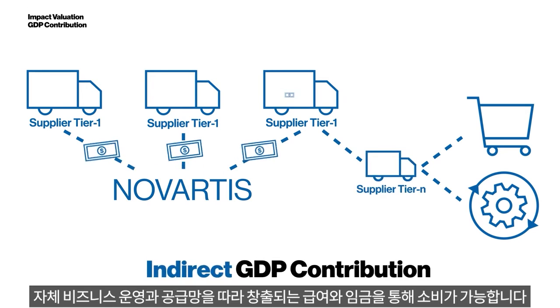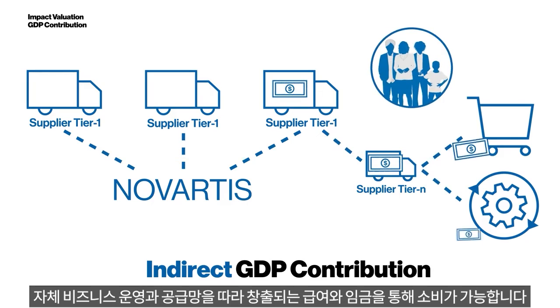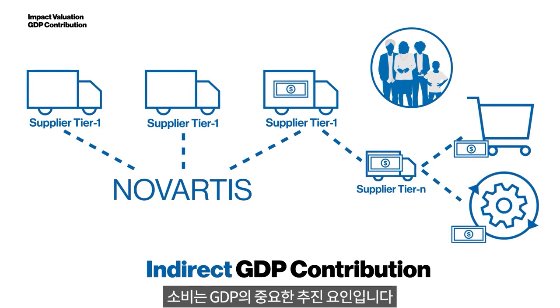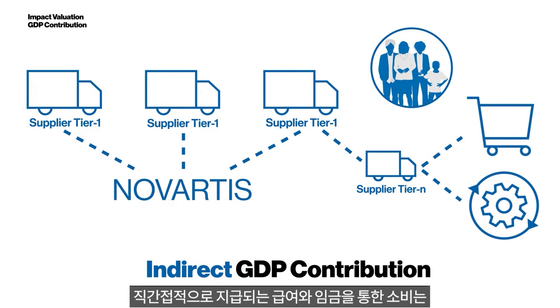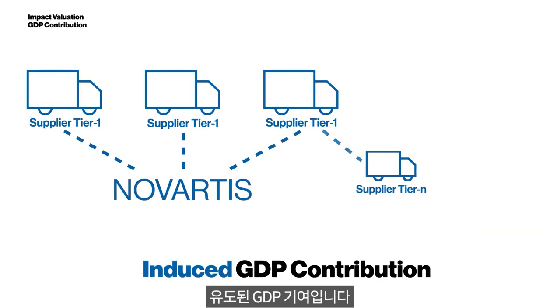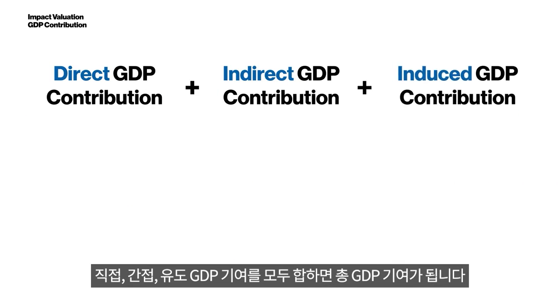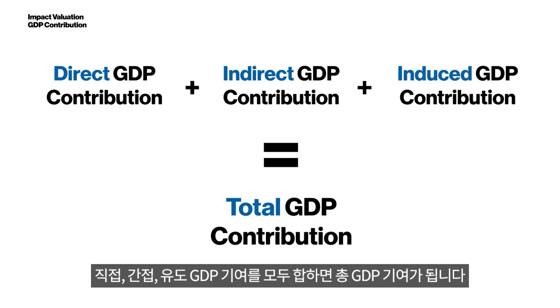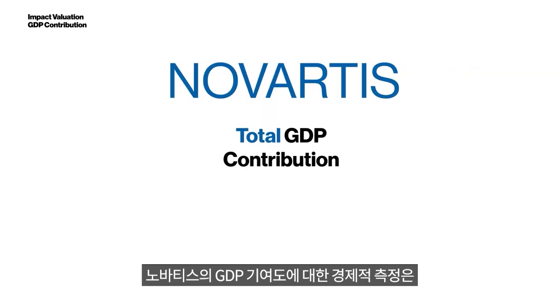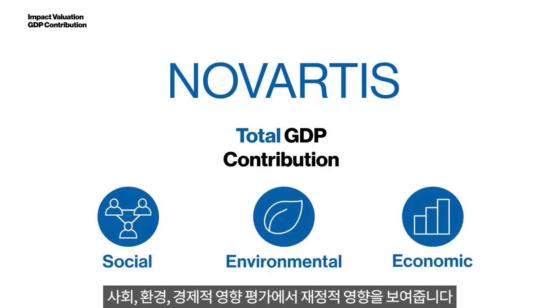Through salaries and wages paid in own operations and along the supply chain, consumption is enabled. Consumption is an important driver of GDP, and the enabled consumption through salaries and wages paid directly and indirectly is the induced GDP contribution. The sum of the direct, indirect, and induced GDP contribution results in the total GDP contribution. The economic measure of Novartis GDP contribution represents the financial impact in the social, environmental, and economic impact valuation.